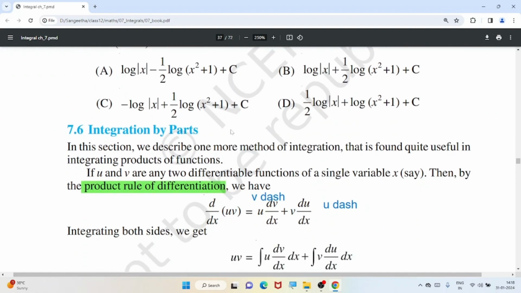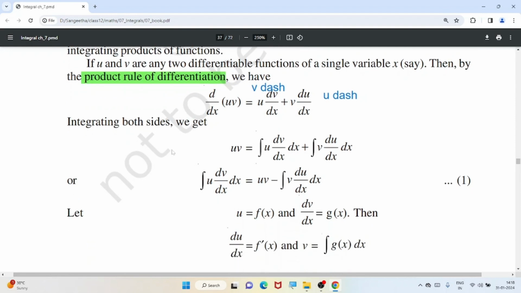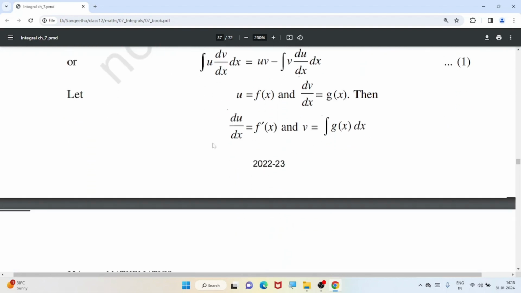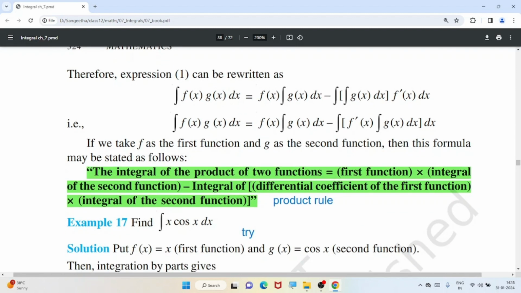So, integration by parts. Here it is like the product rule of differentiation, u v dash plus v u dash. Here we are using the same rule for integration. d by dx of uv equals u dv by dx plus v du by dx. Integrating on both sides, finally you will get this result. So this is the rule.